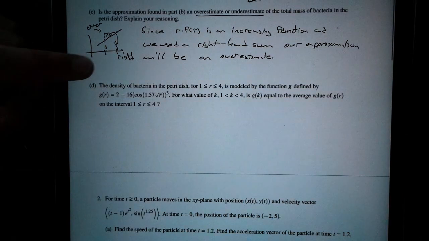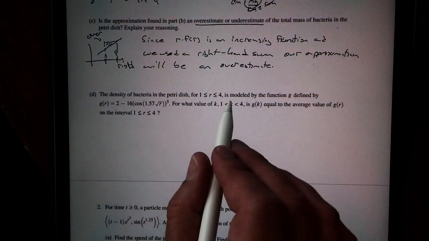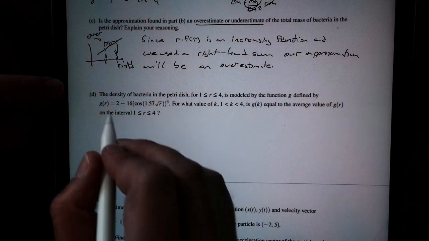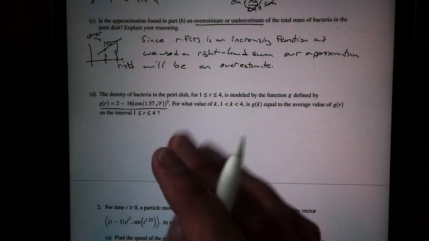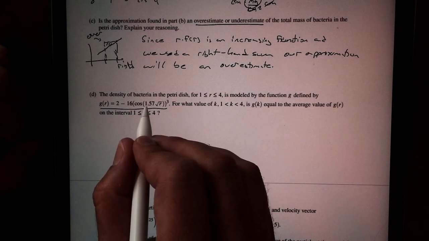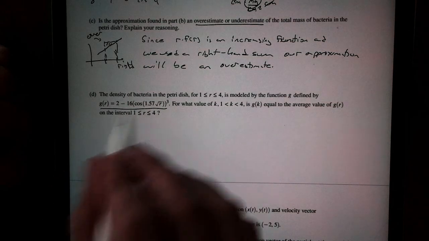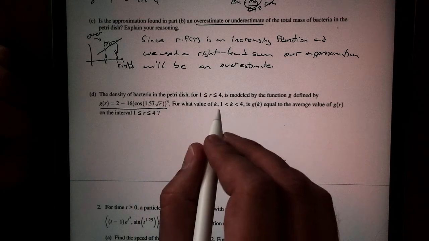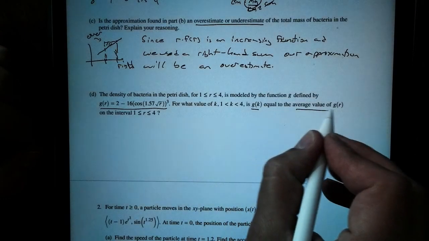All right, so let's take a look at part D. It says the density of bacteria in the petri dish can be modeled by this function, G of R, or as I like to say, like a pirate, grrr, is given by this. Now that's an ugly function, and we have to type that in our calculator. They make it ugly on purpose. They do not want you to do this by hand. For what values of K is G of K equal to the average value of G of R?